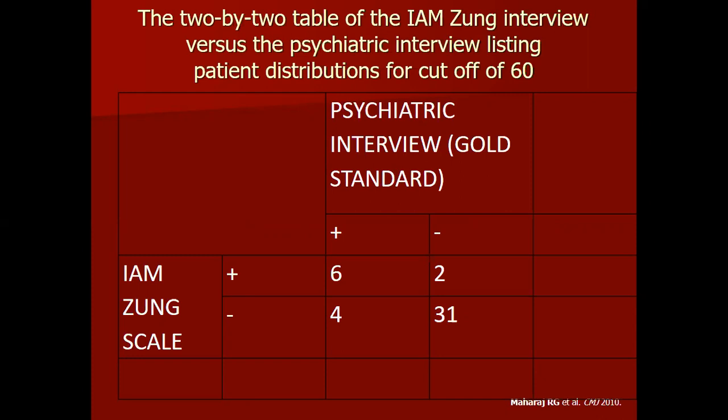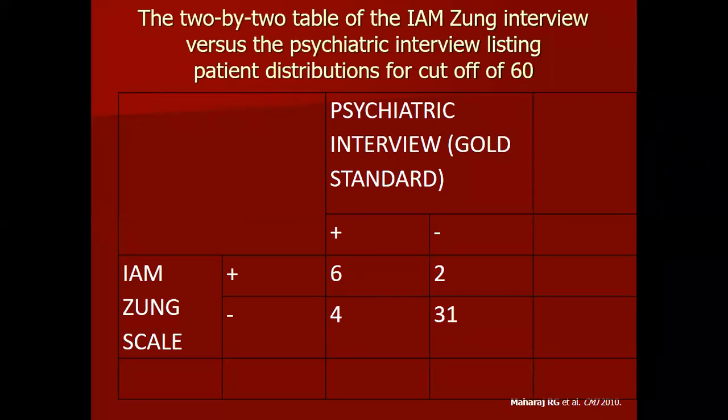A over A plus B. 6 over 6 plus 2, 8, 75%. So the higher the positive predictive value, the better the test at ruling in the condition. Again, what is considered high? It depends, generally more than 80%, but sometimes you want a positive predictive value that is even higher. Depends on what you're trying to accomplish.